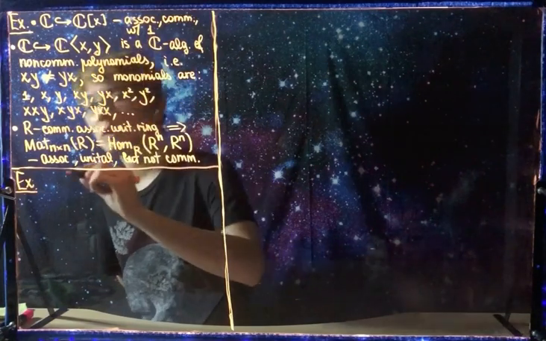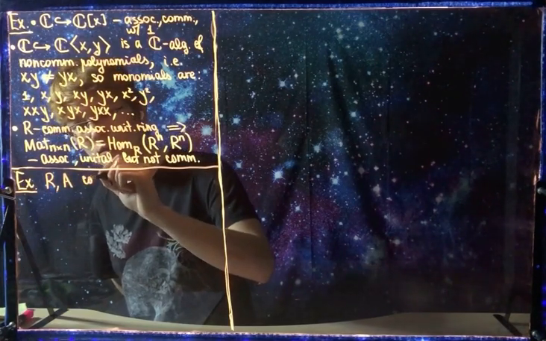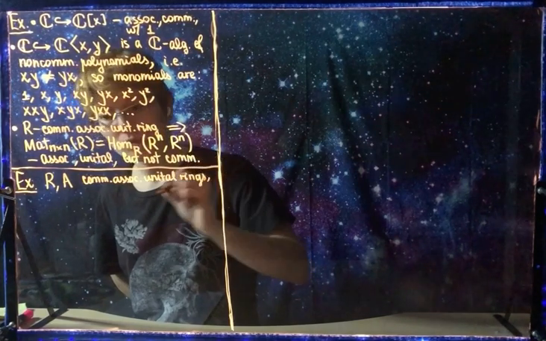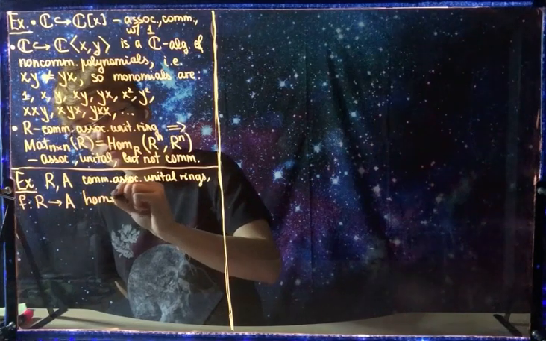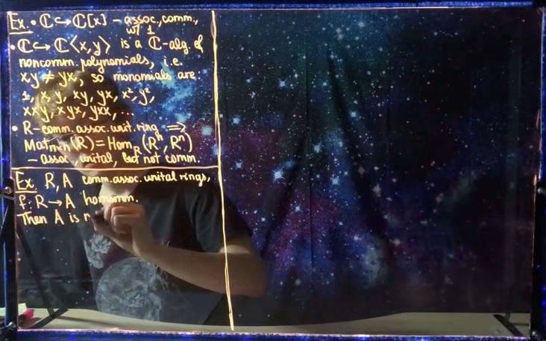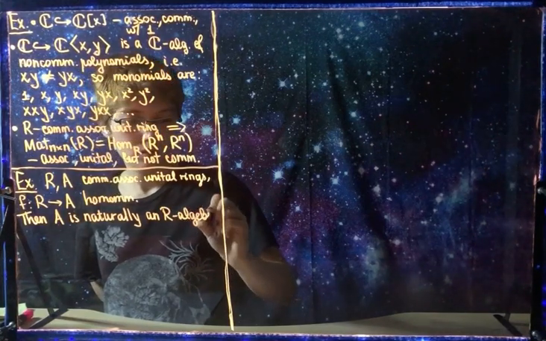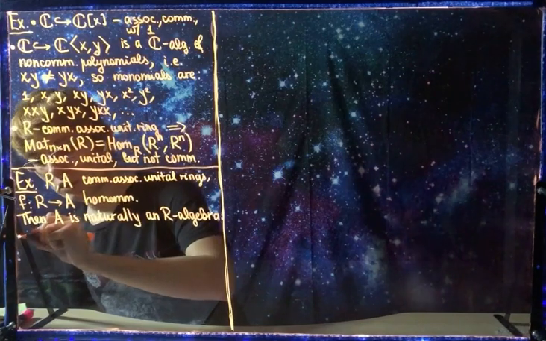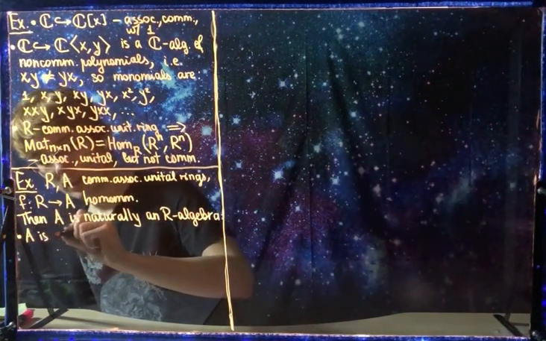A bit more general example is when we assume that R and A are both commutative, associative, and unitary rings, and F is a ring homomorphism, which also preserves multiplicative identity. Then A is naturally an R algebra, where we have already seen that A is an R module.